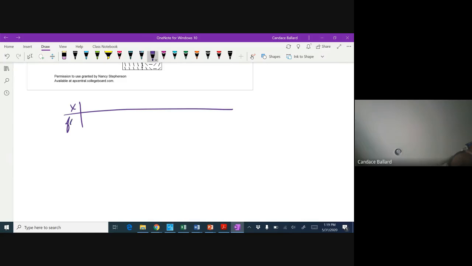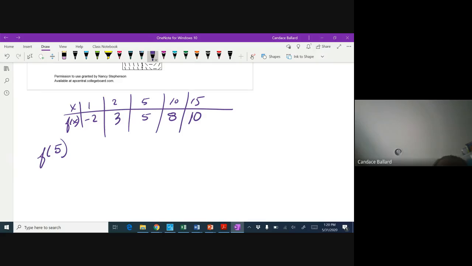So x, f of x, or g of x, or whatever they give you. 1, 2, 5, 10, 15. Let's say this is -2, 3, 5, 8. Apparently I like 5s today, and 10. Okay. So I want an equation of a tangent line, and let's say I want it for f of, let's say f of 5, okay?